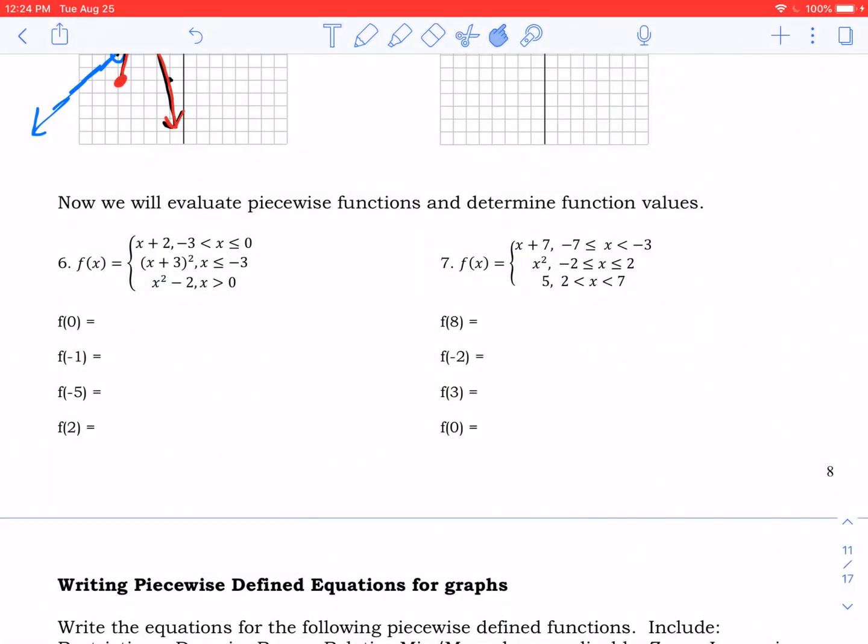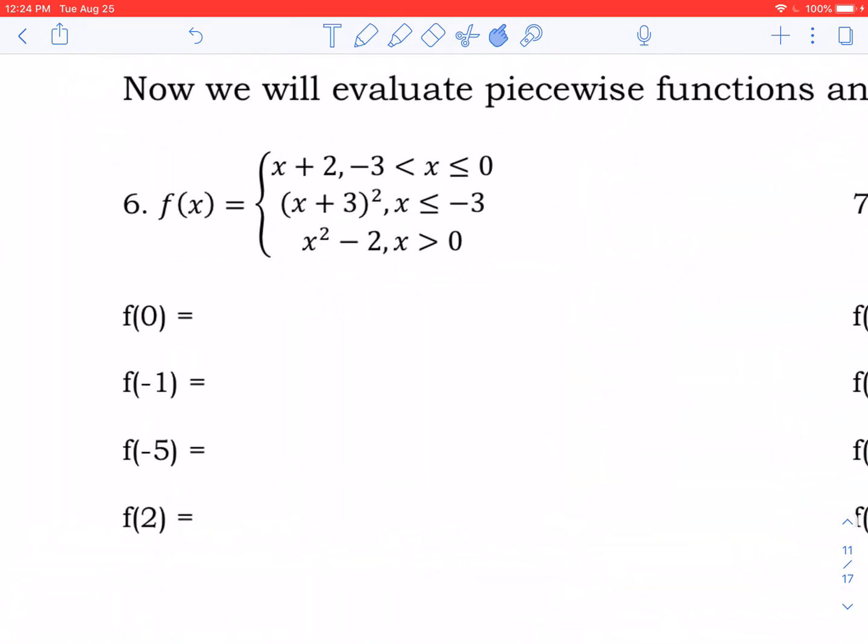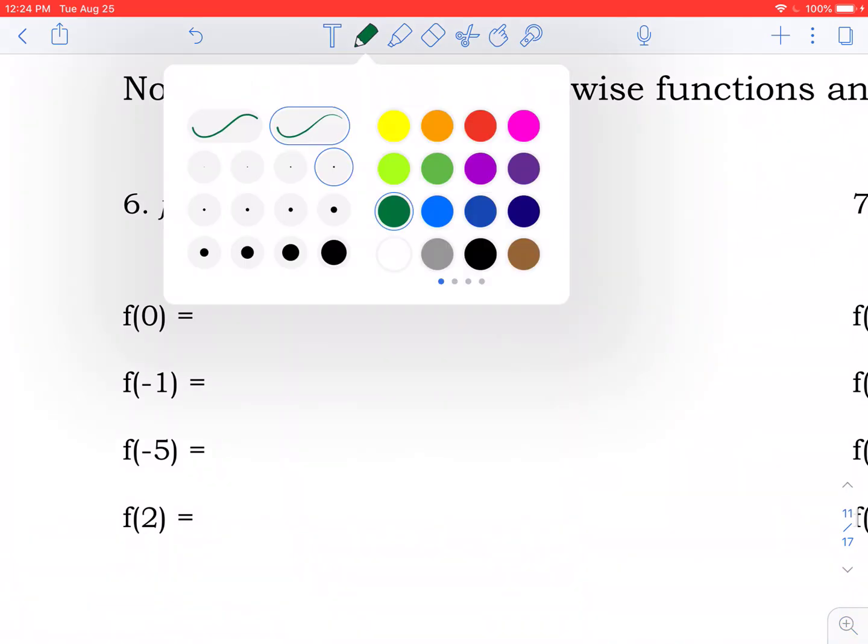Okay, in this video we will look at evaluating piecewise functions, which is actually pretty easy. Let's look first at example 6. Here we're given a piecewise function, and we just learned in the last video how to graph this, but now I want to look at how to evaluate.